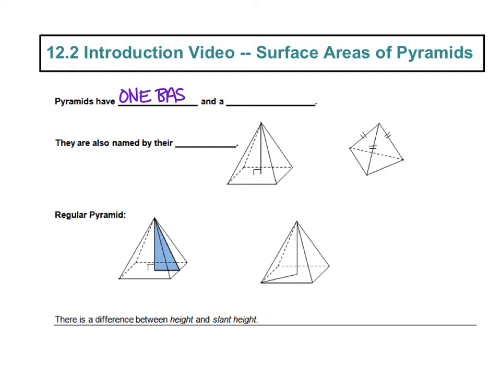So remember, our prisms have two bases and pyramids have one base. So that's a major difference. And because they only have one base and all those lateral faces meet up at that point, that's called a vertex. So they will also have a vertex.